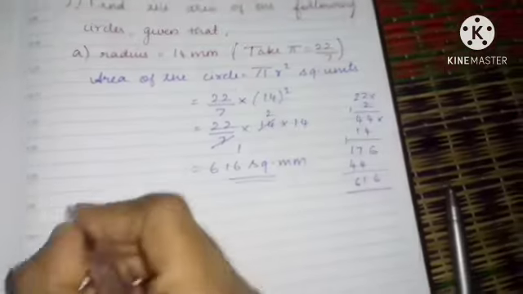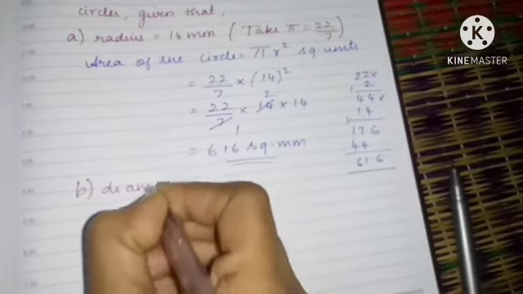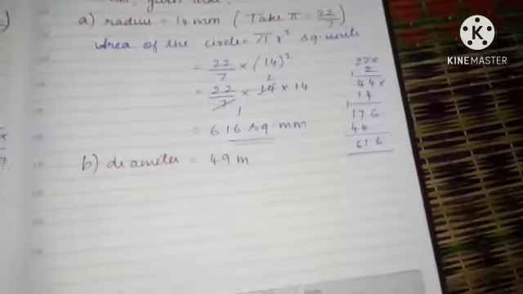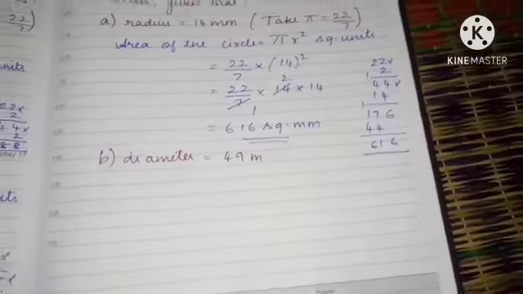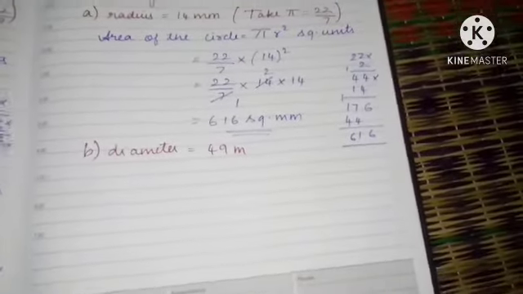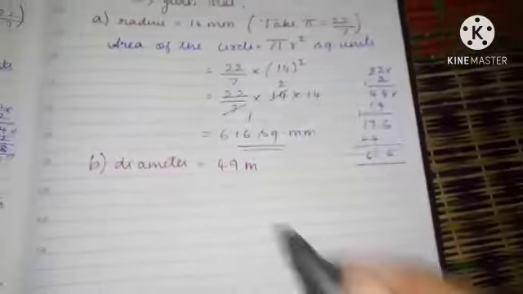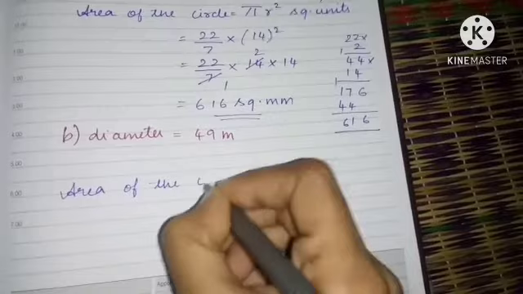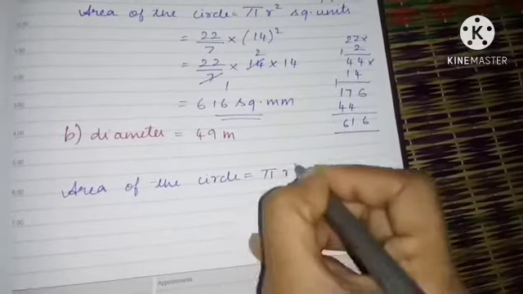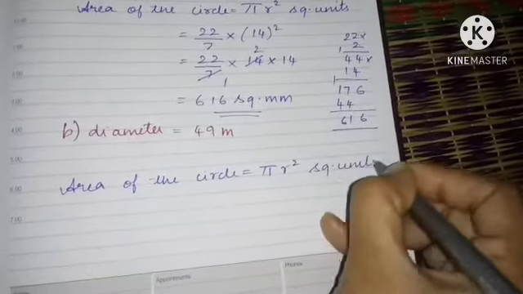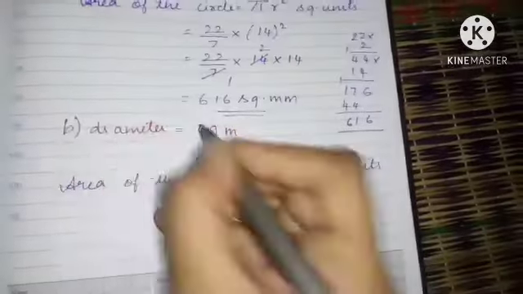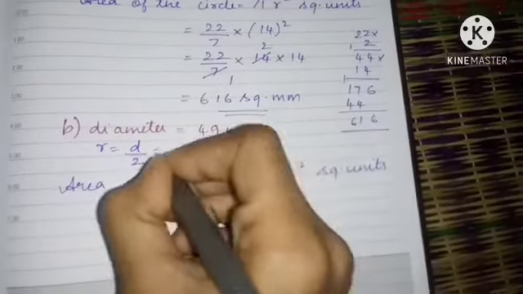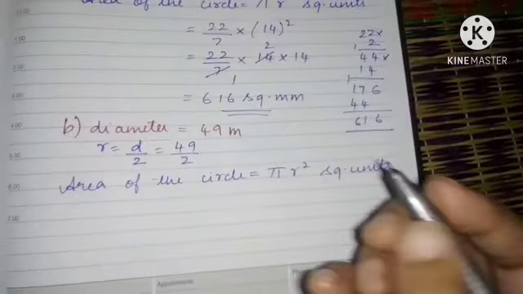Okay, next B problem, diameter is equal to 49 millimeter. So when diameter is given as 49 millimeter, we should find the area of the circle. So now what is the formula of the area of the circle, children? Area of the circle is equal to pi r square units. You know only d. So radius is equal to diameter divided by 2, correct? Is equal to 49 divided by 2.